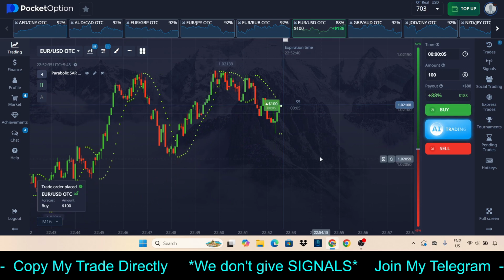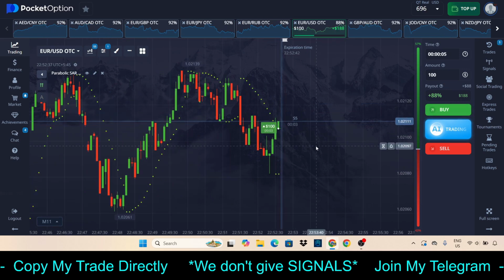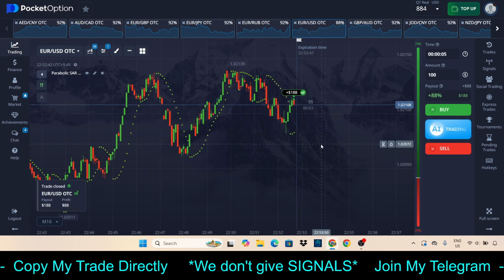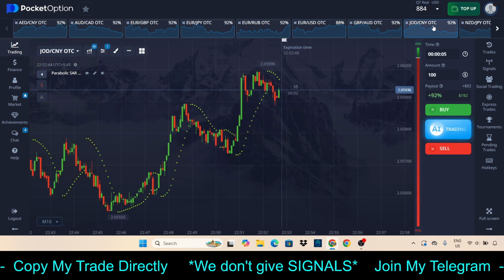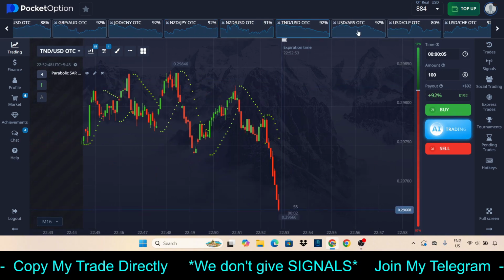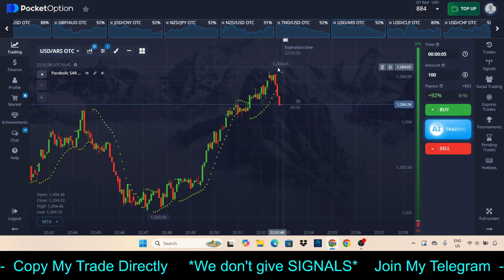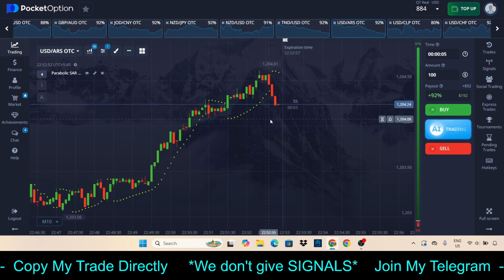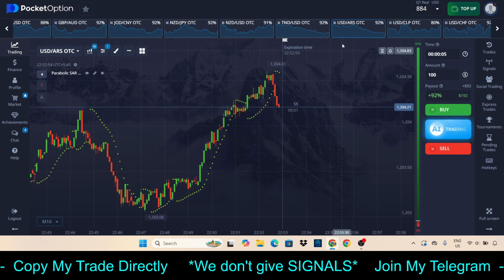So we got an entry point here. As you can see, I found the second dot. Let's see what happens. We are surely going to make profit. Of course, we made the profit. We can keep on switching. Here you can see I found the second dot, and you could have made profit. So I can keep on switching between these currency pairs and keep on making trades.